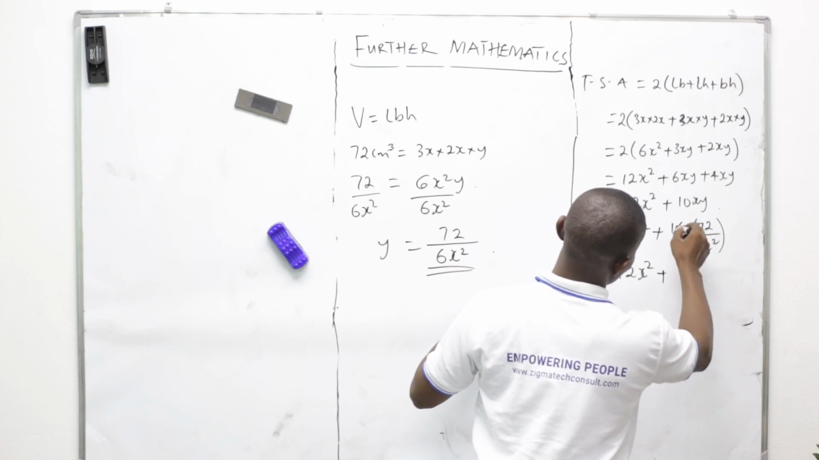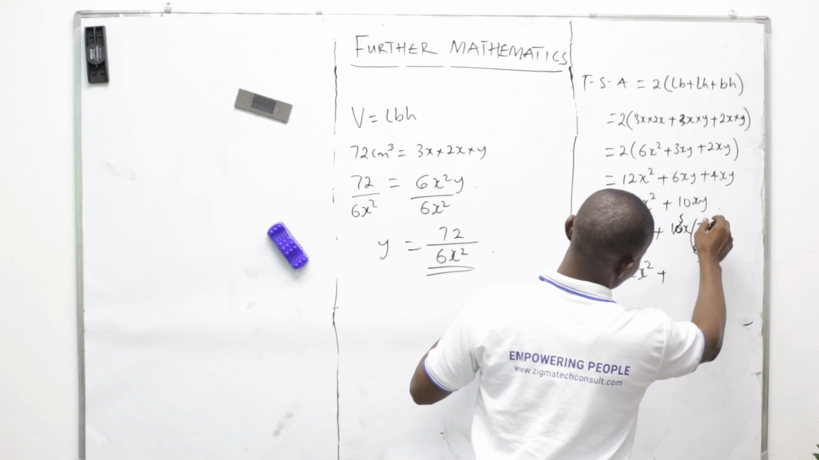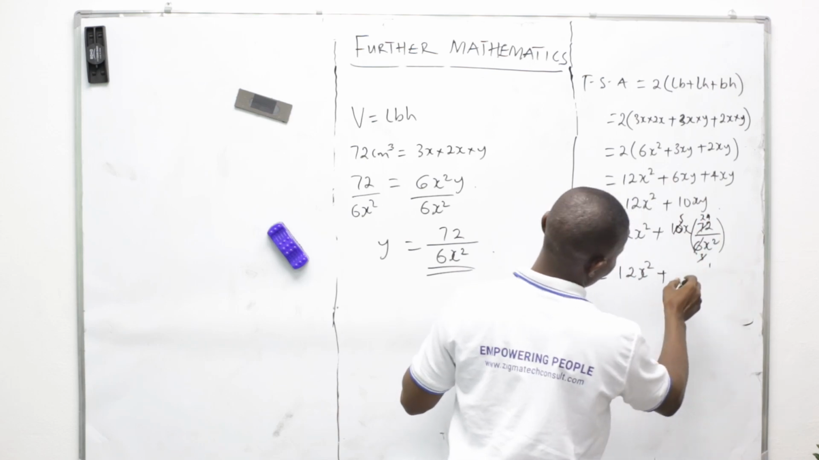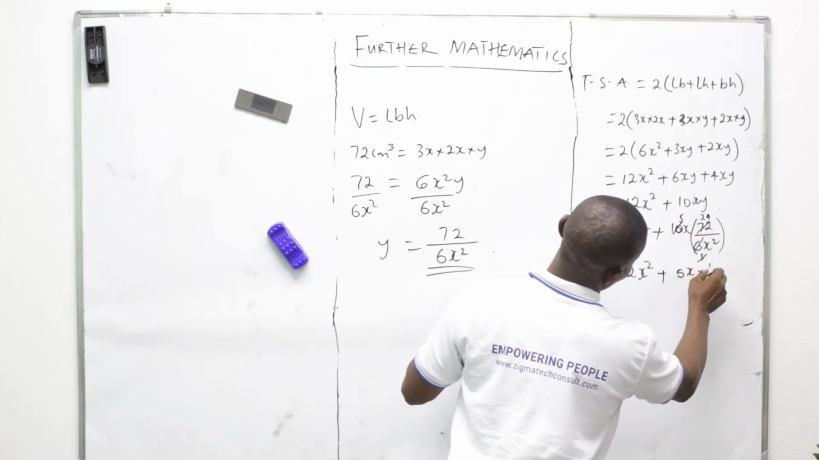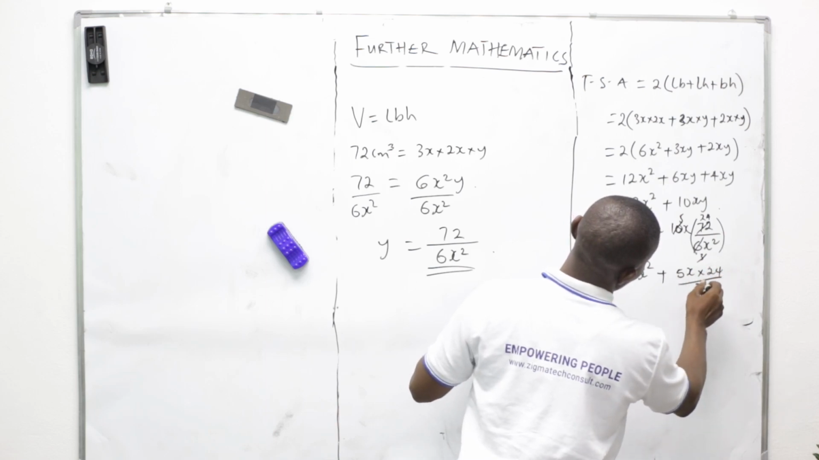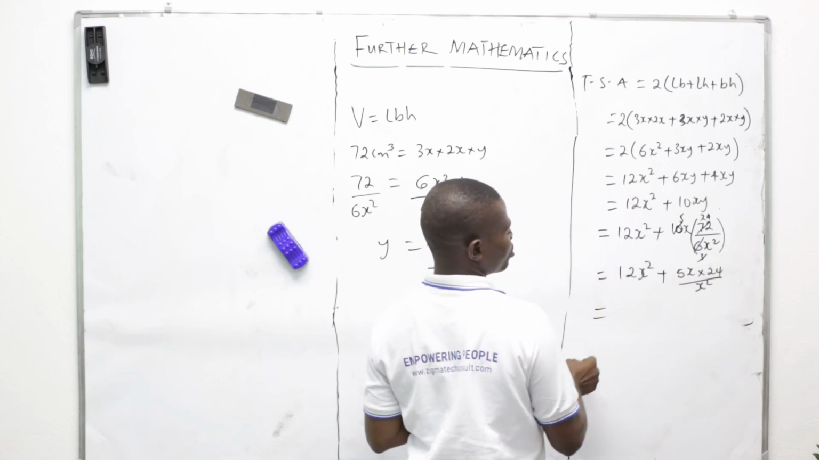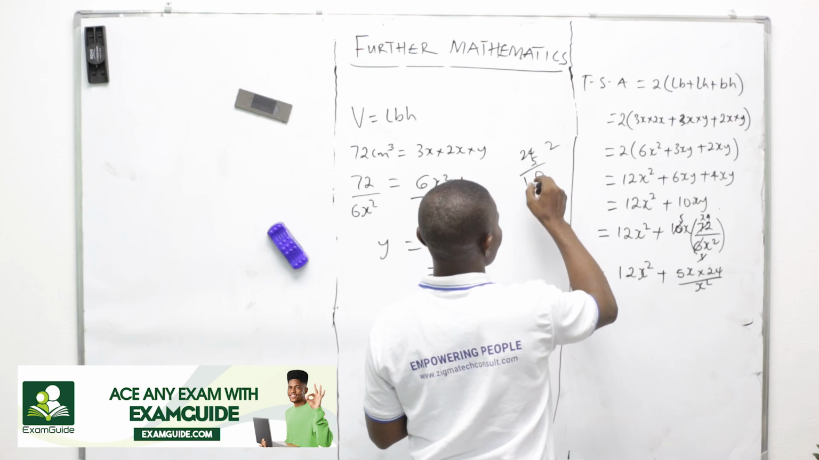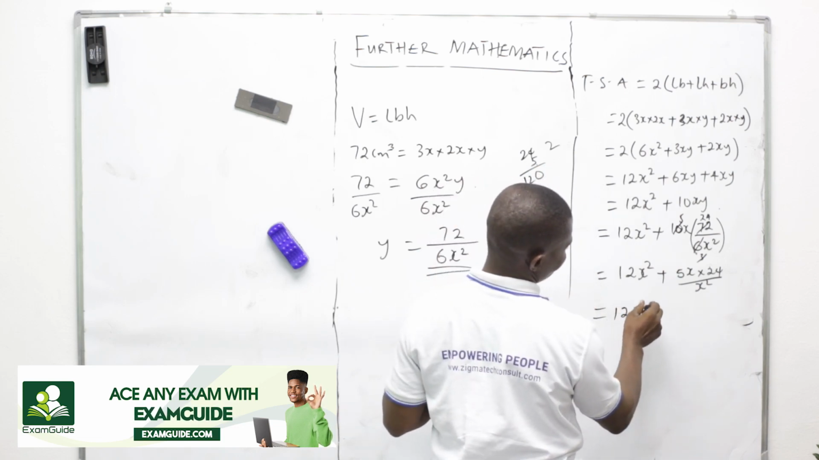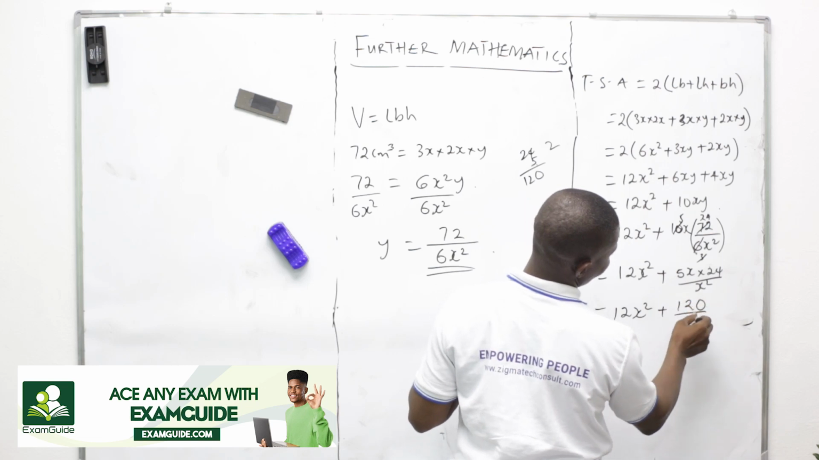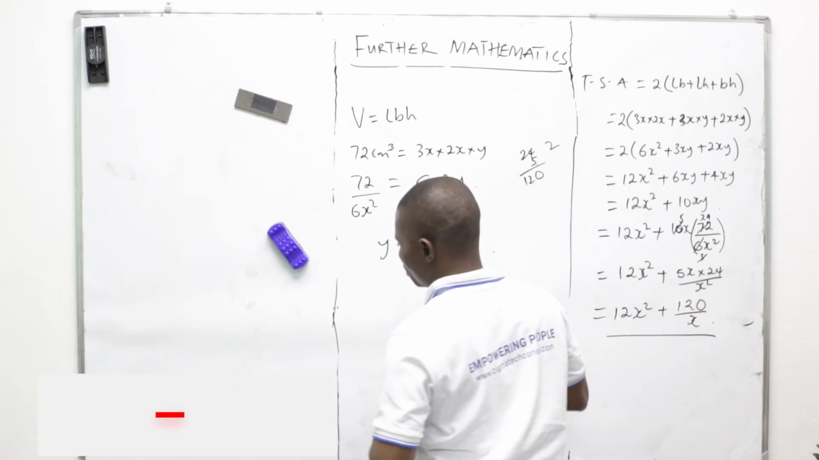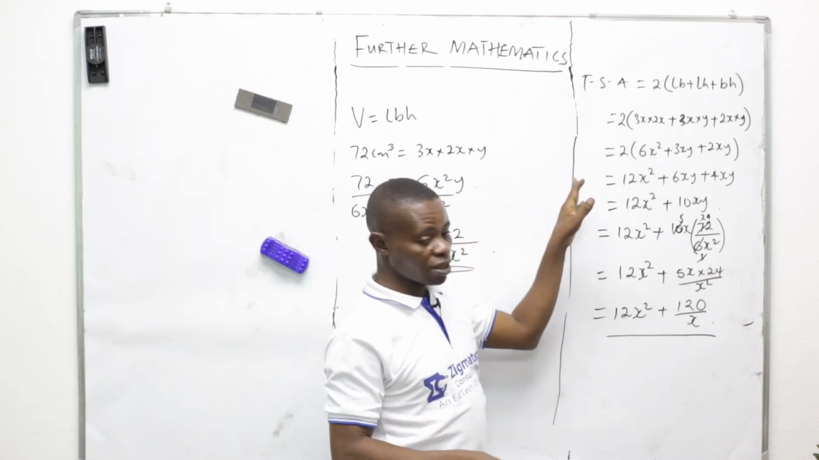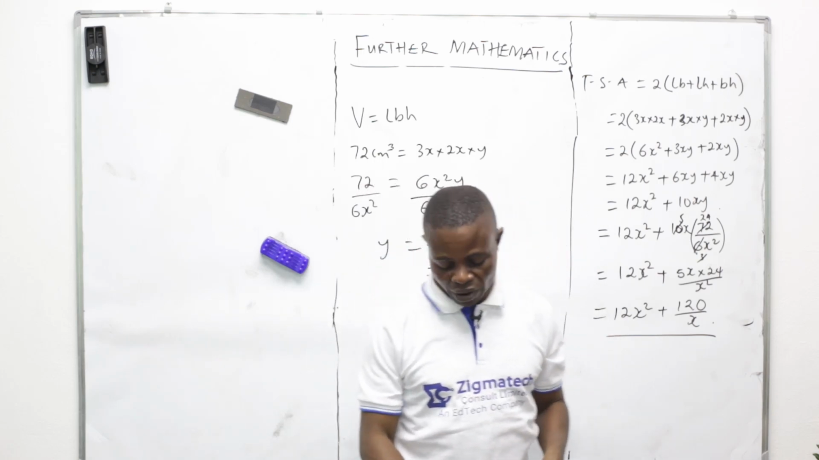10x times 72 over 6x squared. 2 here 3, 2 here 5, 3 here 1, 3 here. This is 2, 4. That is 5x times 24 all over x squared. 24 times 5, 0 carried 2, this is 10, 12. To give us 12x squared plus 120 all over x. So this is the expression of the total surface area, in terms of x. That is the expression for it.